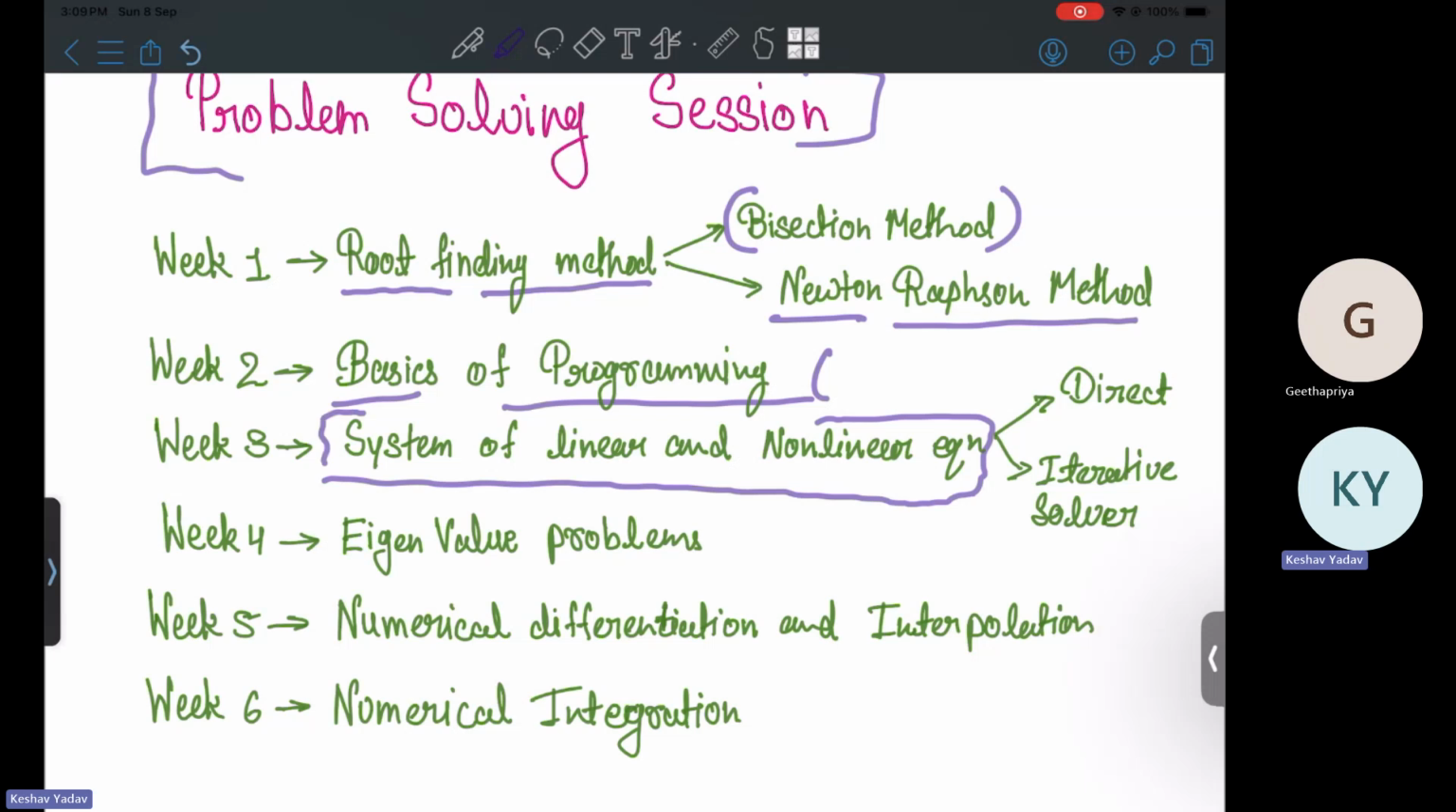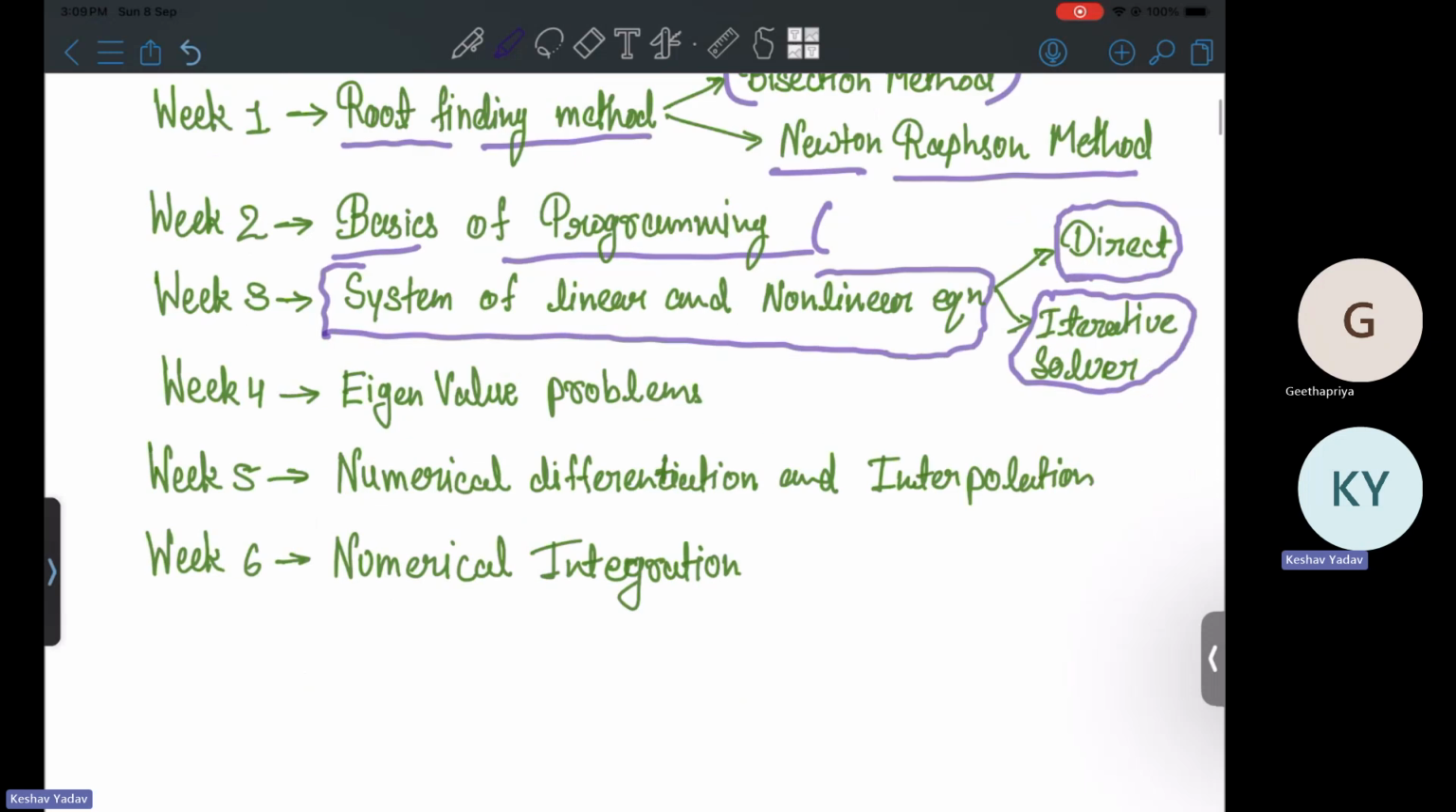Then in week 3, solution of systems of linear and non-linear equations was discussed. Two types of methods were covered. The first was direct solvers, where we saw LU decomposition and Gauss elimination. The second was iterative solvers, where Jacobi iteration and Gauss-Seidel iteration were discussed. This is the AX equal to B type of problem, which is part of linear algebra.